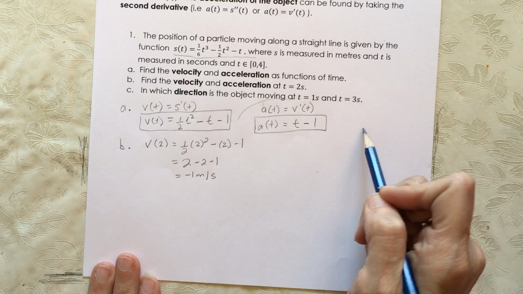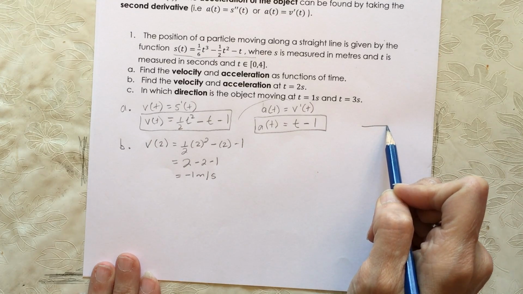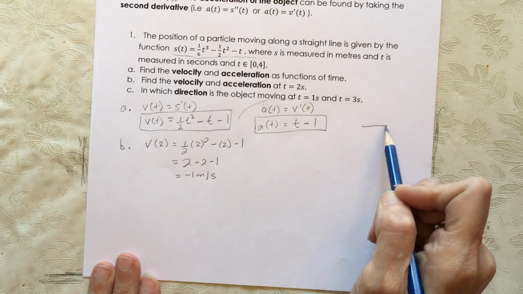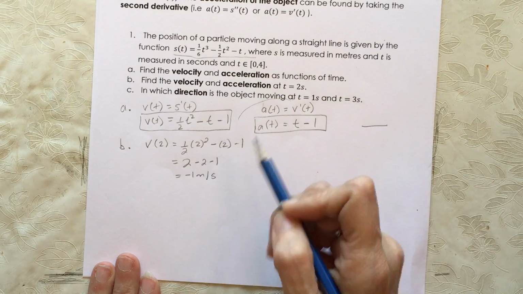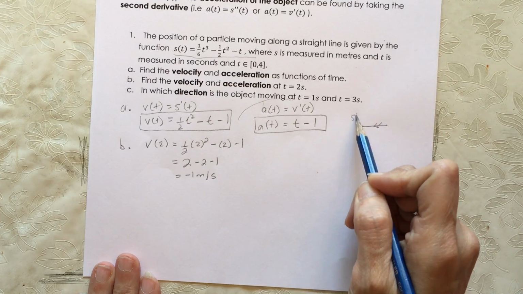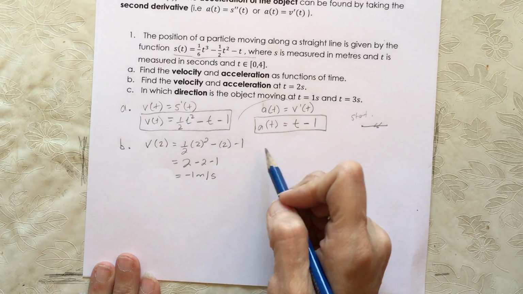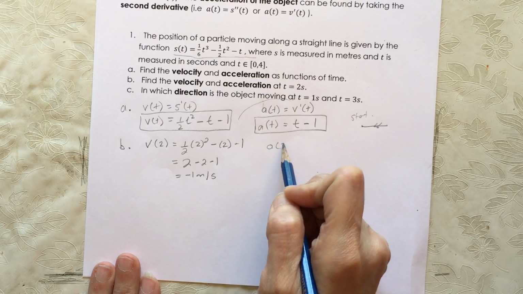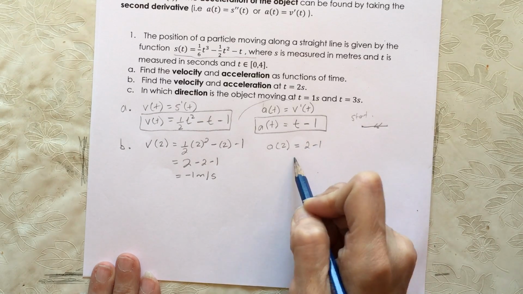If we're moving along a straight line, we're moving away for a certain amount of time. And remember, this only works between 0 and 4. But at 2 seconds we're moving in the negative direction, so we're moving back towards the start, if this is the start. That's what a negative would mean. And we also want a at 2, so our acceleration at 2 seconds is 2 minus 1, which is 1.